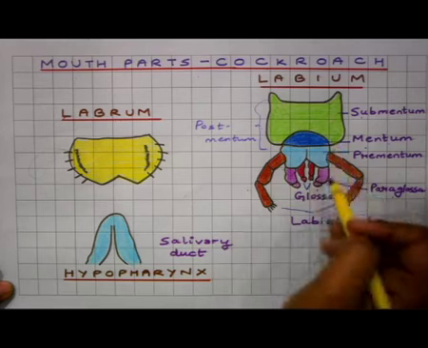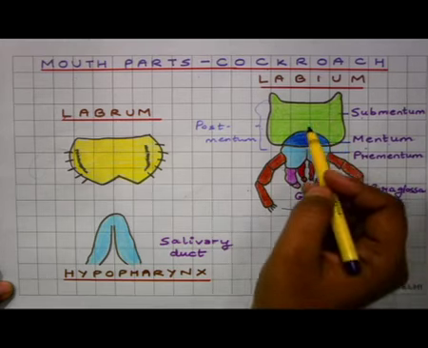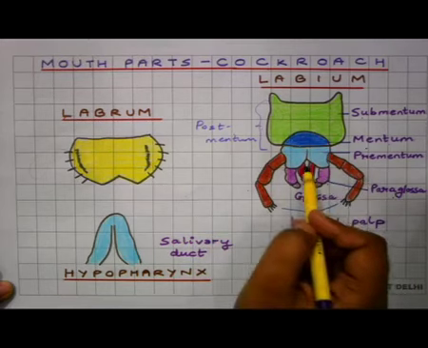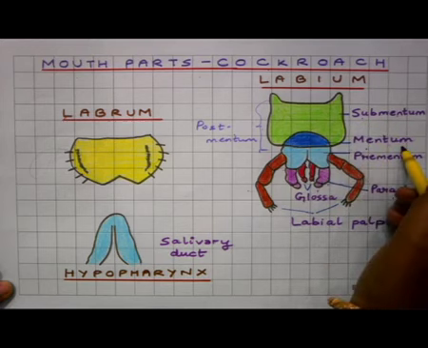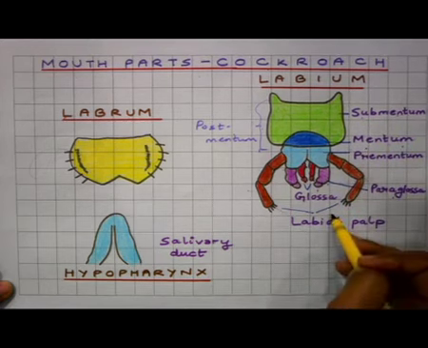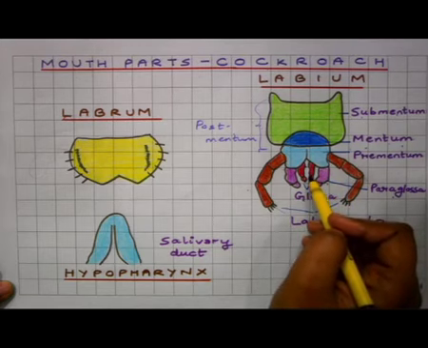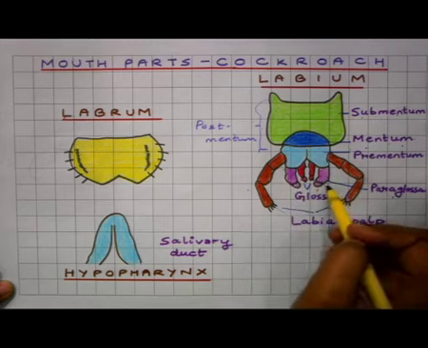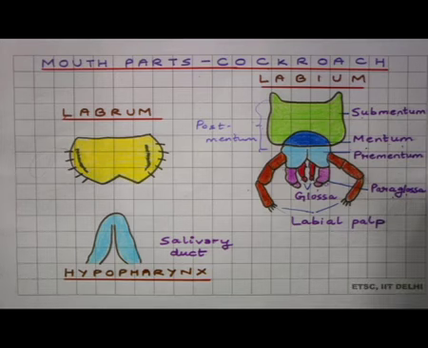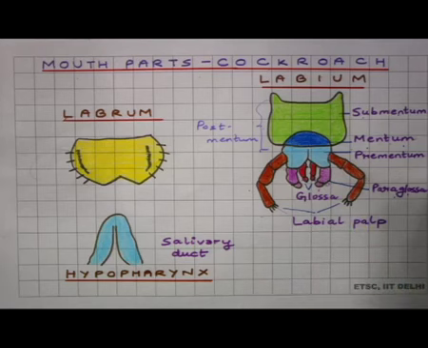Again, let us recap: the labium acts as the lower lip. It can be divided into two parts, postmentum and prementum. Postmentum can again be divided into submentum and mentum regions. Then there are labial palps, and smaller lobes known as glossae, and outer to them are broader paraglossae. So, it acts as a lower lip. These palps are sensory in function, they can sense the food around.